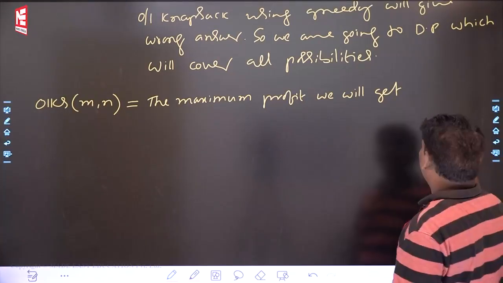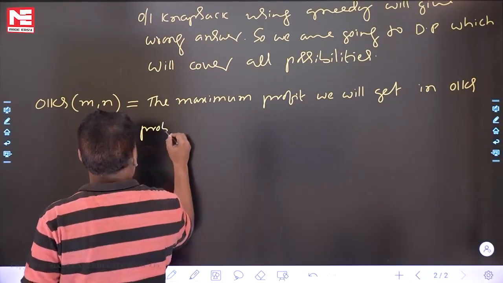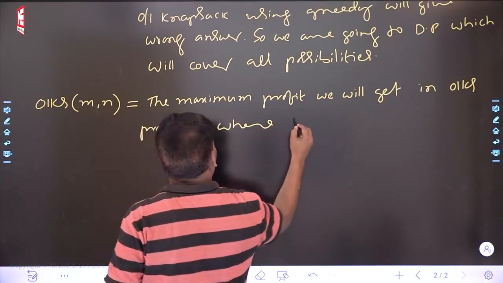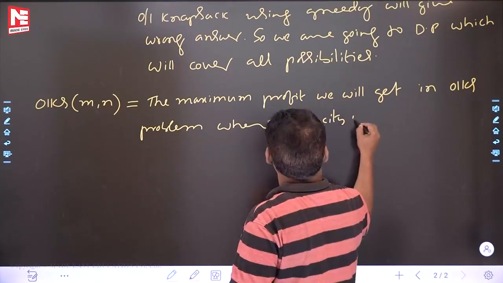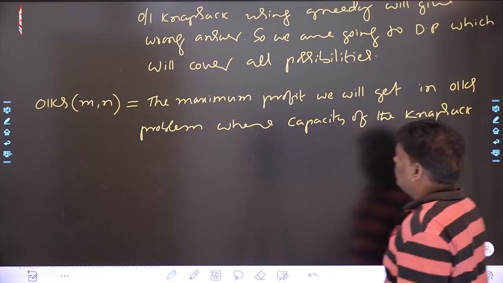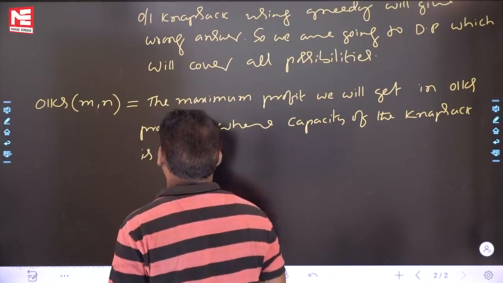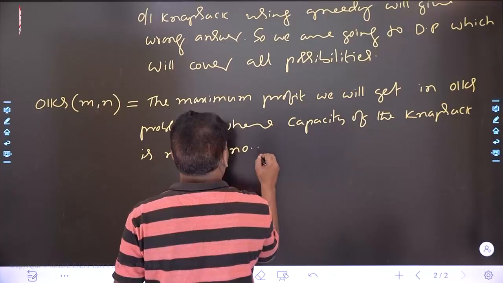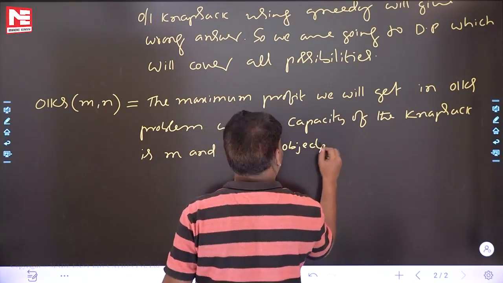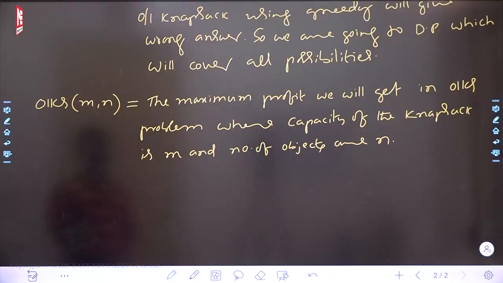The maximum profit we will get in 0/1 knapsack problem, where the capacity of the knapsack is m and the number of objects are n. 0/1 knapsack of m comma n is equal to the maximum profit we will get in the 0/1 knapsack problem, where the capacity of the knapsack is m and the number of objects are n. Right?